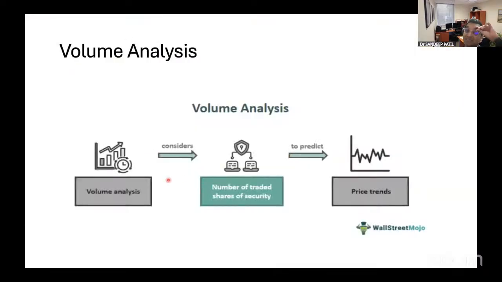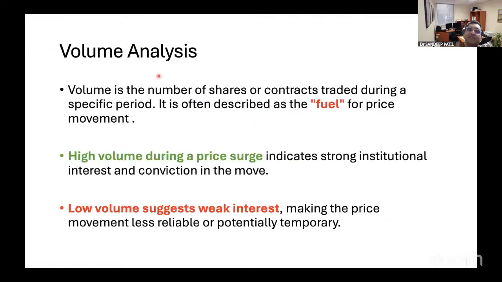But volume analysis is also important. Volume considers the number of traded shares or securities, and it predicts price trends. It gives you another bit of information which is not seen on a price chart. Price only shows open and high. It shows that more and more people are involved, but it doesn't give you the exact number. So there the volume analysis comes. Volume is the number of shares or contracts traded during a specific period. It is often described as the fuel for price movement. Without volume, price cannot go up because there have to be people getting involved.